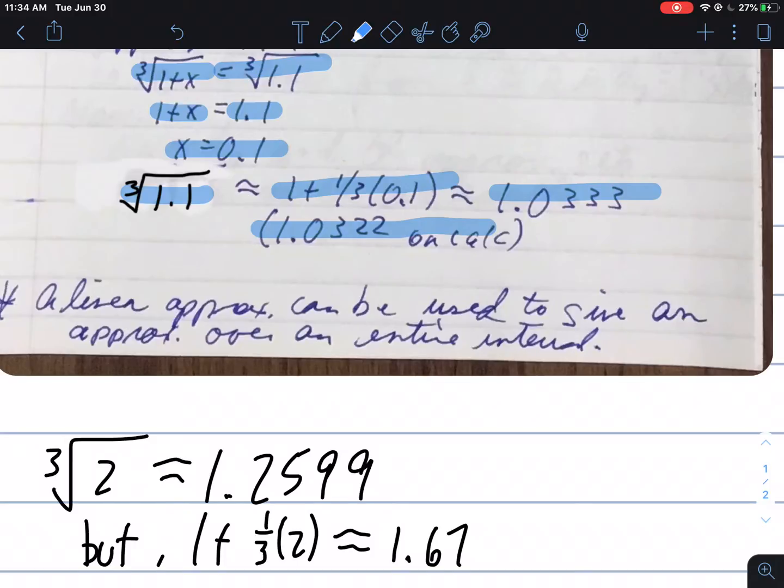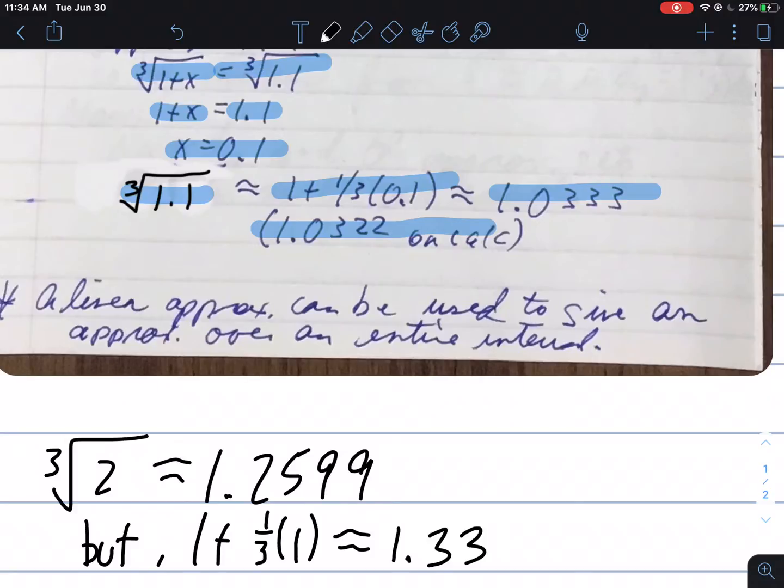Now x in this case, and actually I have that incorrect, our x in this case would be 1, because that would be 1 plus x. We're doing the cube root of 1 plus x. So that would be 1 plus 1/3 times 1, using our approximation, which gives me approximately 1.33. I did it with the wrong number at first, but I just realized that. So there's our approximation of 1.33.